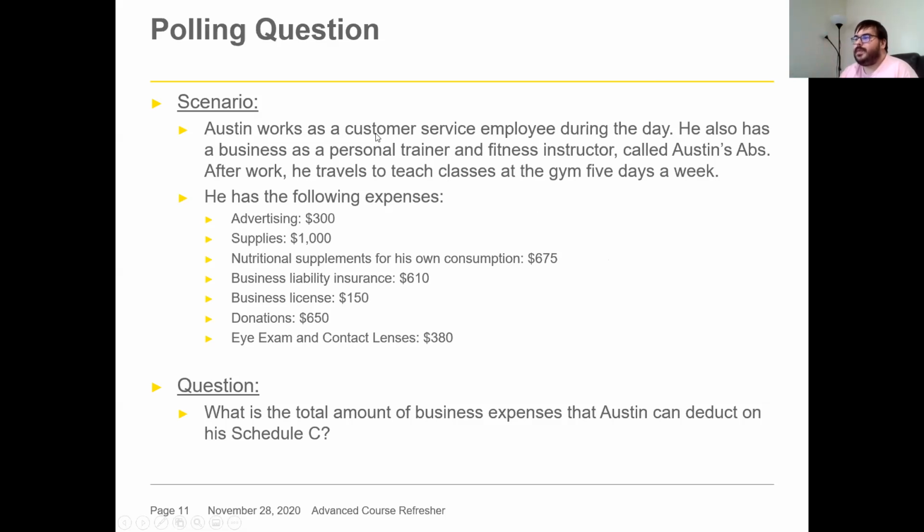So same scenario, but now it has to do with expenses. So there's all these expenses for advertising, supplies, nutrition supplements, liability insurance, all of these. So what would be the total amount of business expenses that he can deduct on a Schedule C? And let me try to launch the poll here. Launch poll. So we just click the boxes. I didn't realize that's what I have to do. Thank you.